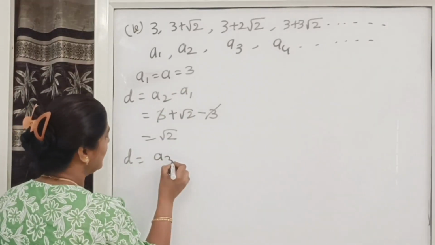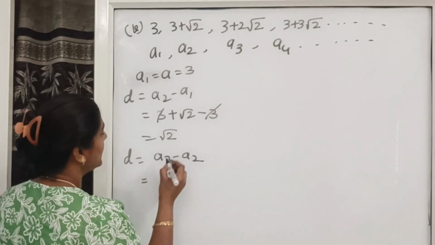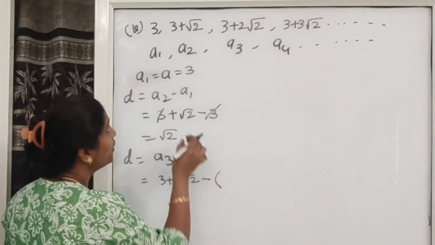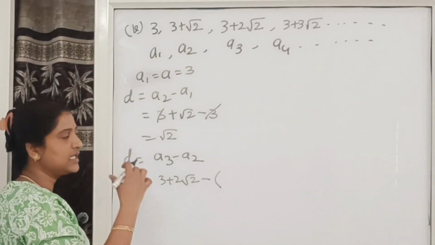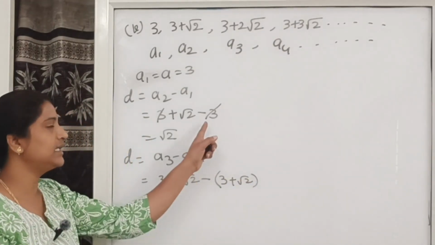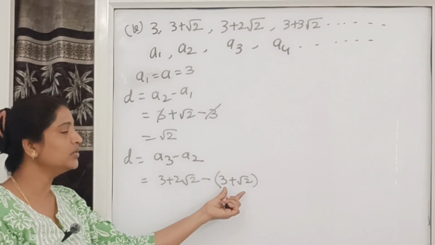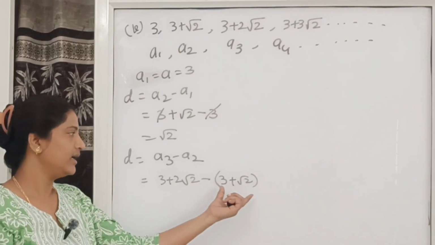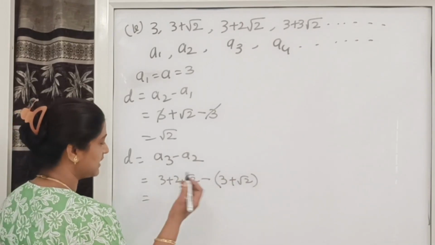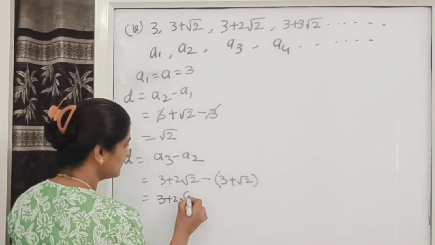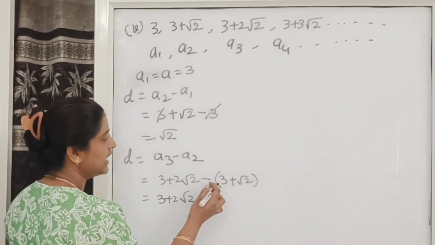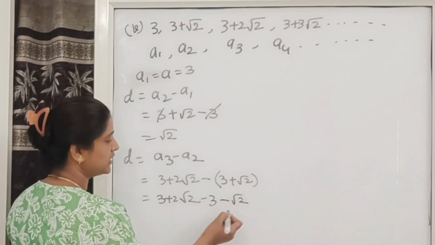The next one is A3 minus A2. A3 is 3 plus 2 into square root of 2 minus, see two terms are there. It is like an expression, take it in a bracket, 3 plus square root of 2. Here the only single number directly I took. But here two terms, that is like an expression. Take inside a bracket. Because the sign has to be applied for both the number or both the term. Here nothing is there means plus. Plus into minus, minus 3. Plus into minus, minus square root of 2.